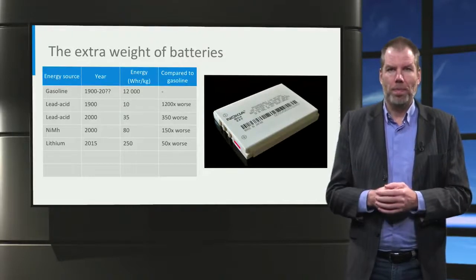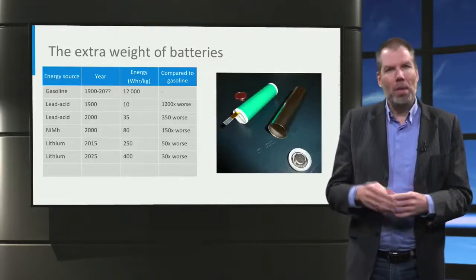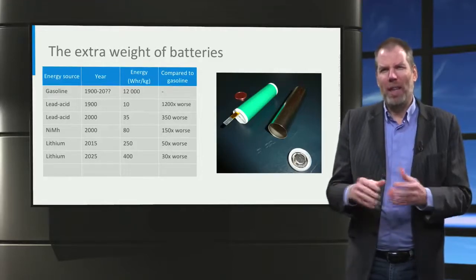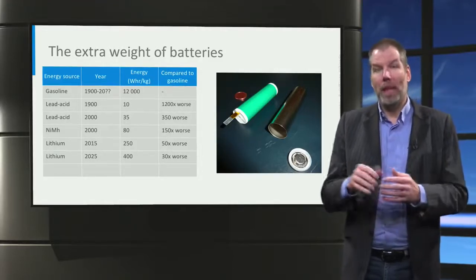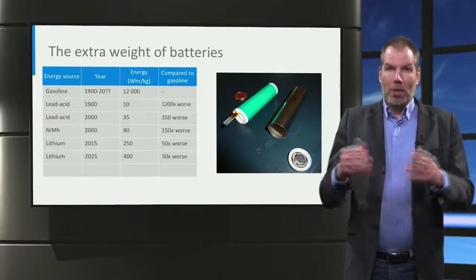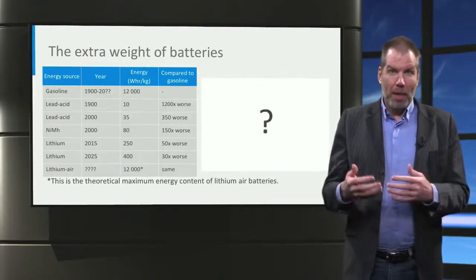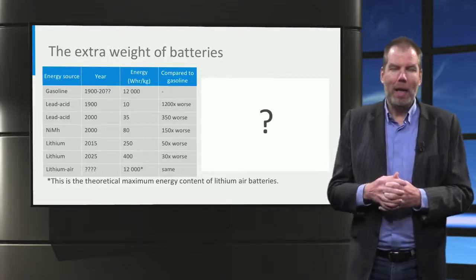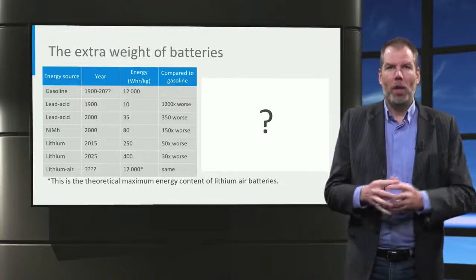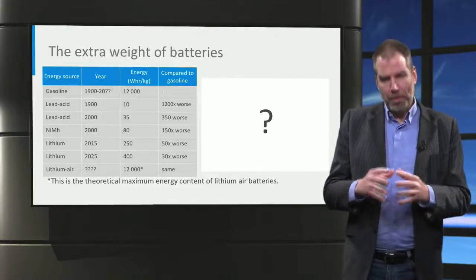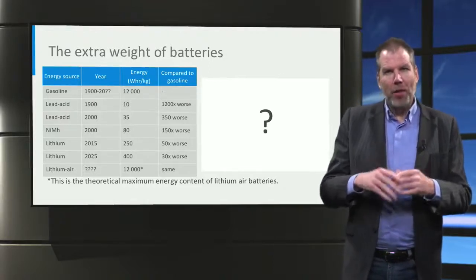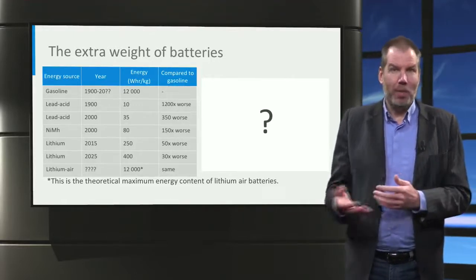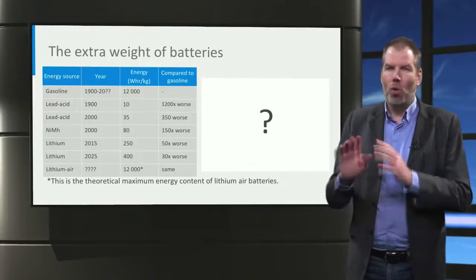In the near future, say within 10 years, we can expect batteries that store about double that, say 30% worse, 30 times worse. So, theoretically, lithium-air batteries can even hold more energy than gasoline, by the way, but that's very theoretical. So if we take the efficiency of the motor into account, we could have a theoretical situation where actually the batteries are lighter. However, that's a long-term perspective.